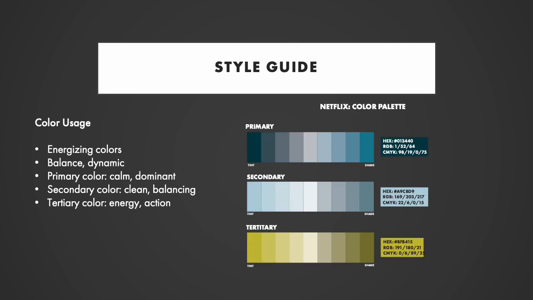I chose this color palette instead. With the dark blue as the primary color, light blue as the second color, and yellow-green as the third color, I created a sleek and modern design. While the primary color is calm and dominant, the light blue as an accent color stands for calmness and purity. In addition, the yellow-green color symbolizes energy and calls for action.